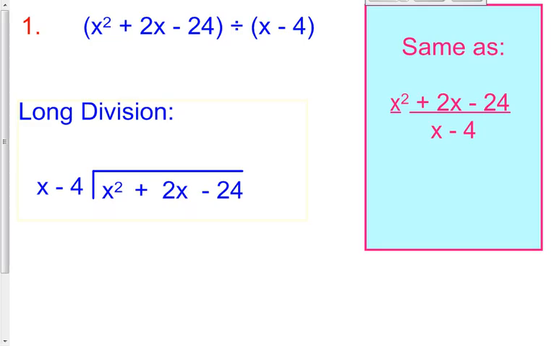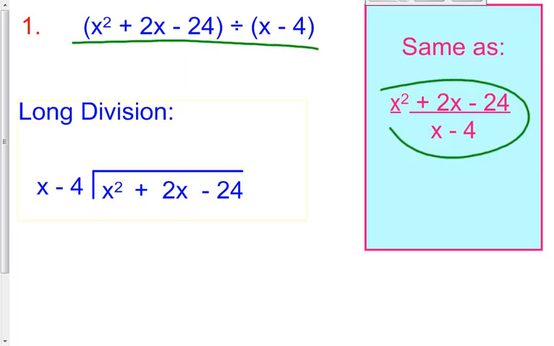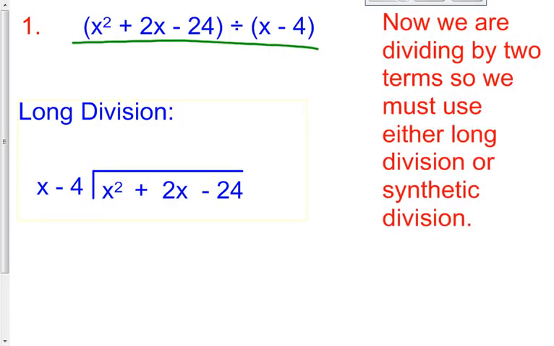So here's our first one: x squared plus 2x minus 24, and we're going to divide it by the binomial x plus 4. Notice how it's the exact same thing as this. We can solve this using either long division or synthetic division. In this one, every single time, we're going to use long division.